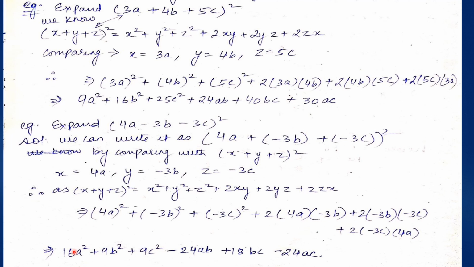4 square is 16a square. Negative 3b square is 9b square. Negative 3c square is 9c square. 2 4s are 8, 8 3s are 24, ab first term. 2 into 3 is 6, 6 3s are 18. There are two negative signs, hence it is positive 18bc. Then 2 3s are 6, 6 4s are 24. One negative sign, hence minus 24ac. I hope you understood this new formula very well and you will be able to solve questions like this.